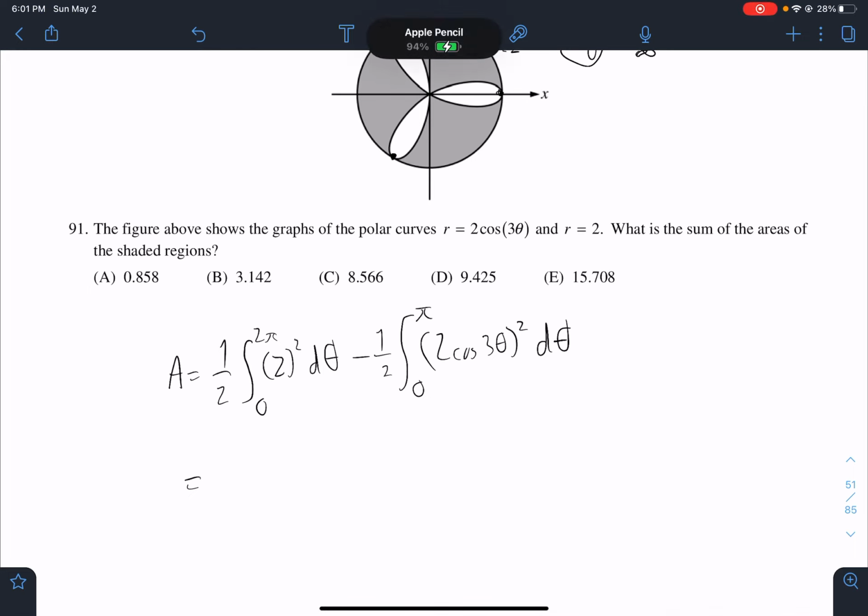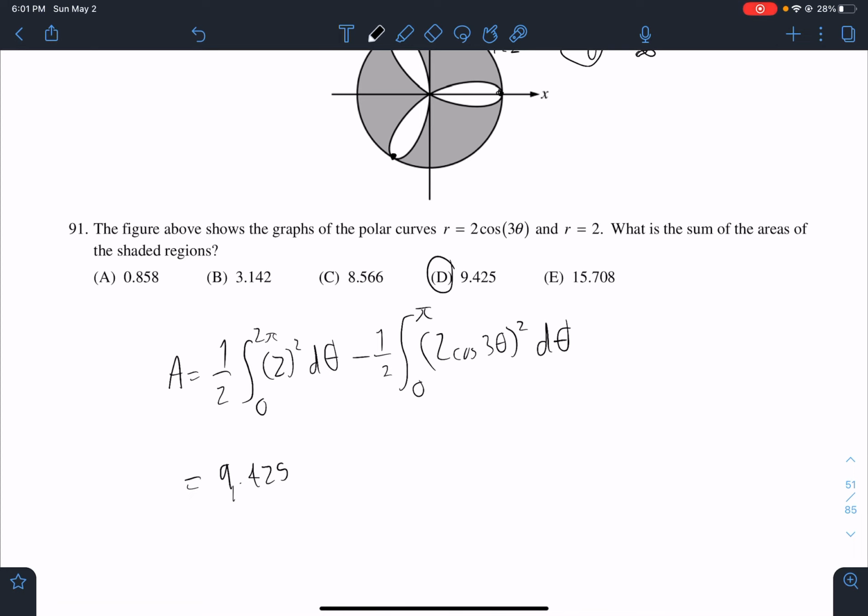Let me calculate that. Again, I'm going into these problems blind. So, 0 to pi, 2 cosine of 3 theta squared d theta. That's going to give us 9.425. Okay, awesome. So that's our answer D.